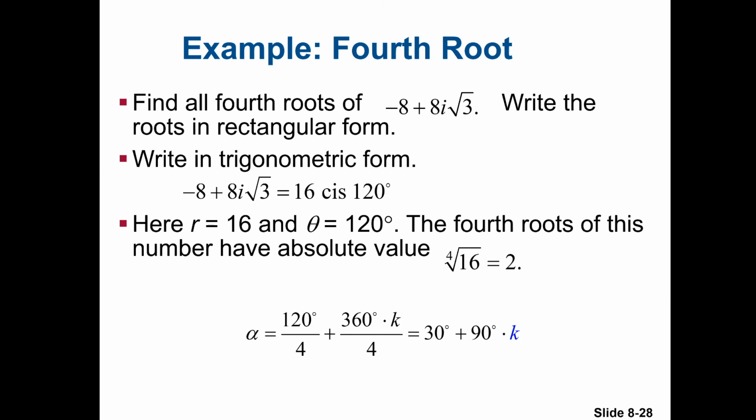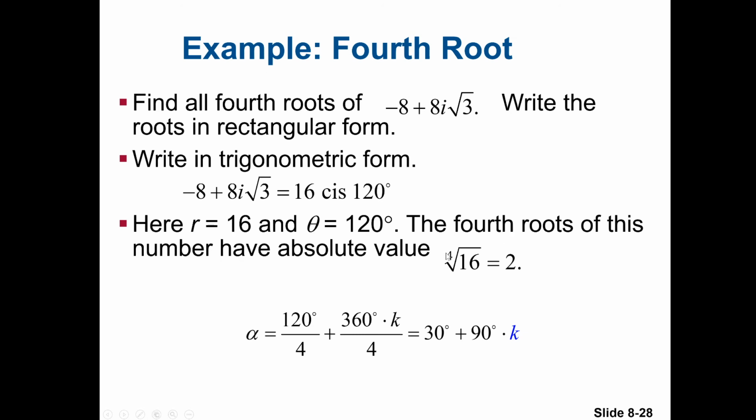So find all fourth roots of negative 8 plus 8i root 3. Write the roots in rectangular form. So first thing that I want to do is convert that to the trigonometric form, like what we did previously. You'll get that it's negative, positive, so it's quadrant 2, so that's why the angle is 120. Using the Pythagorean theorem, find the radius, and using inverse tangent, find the angle of 120. So the radius is 16, and theta is 120.